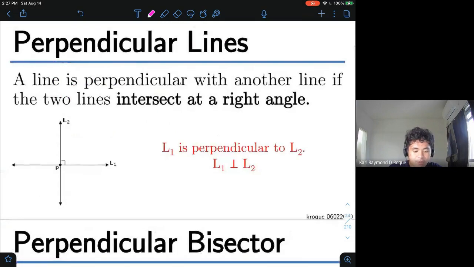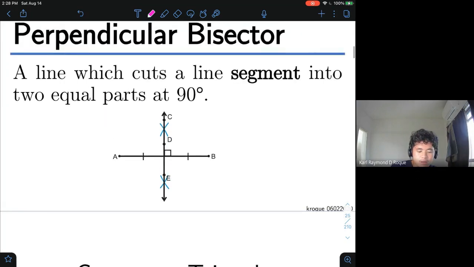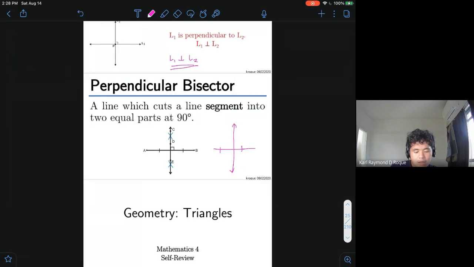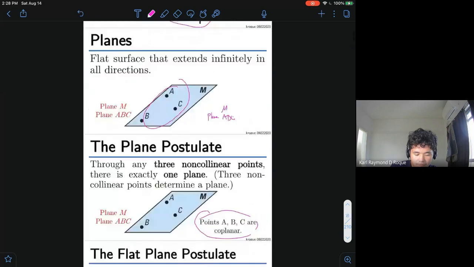Okay, next, perpendicular line. A line is perpendicular if the two lines intersect at a right angle. So, to say, ito, L1 is perpendicular to L2. As simple as that. Yun lang. Then, perpendicular bisector. They are perpendicular and it bisects the line segment into two equal parts. So, bale, meron tayong line dito. Tapos, merong perpendicular dyan. Tapos, dinivide niya into two equal parts. Perpendicular bisector.